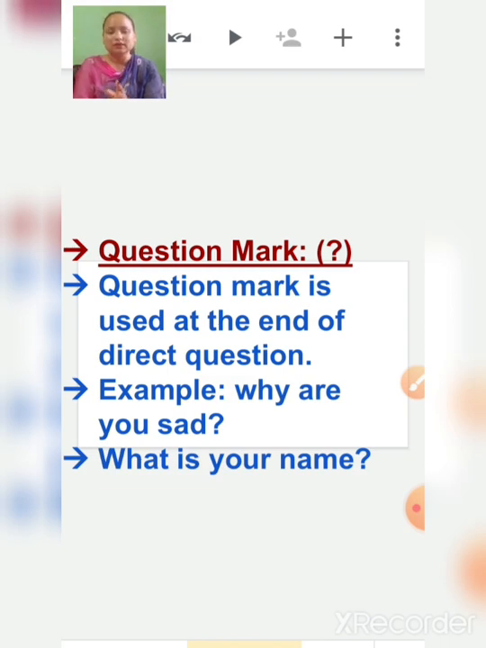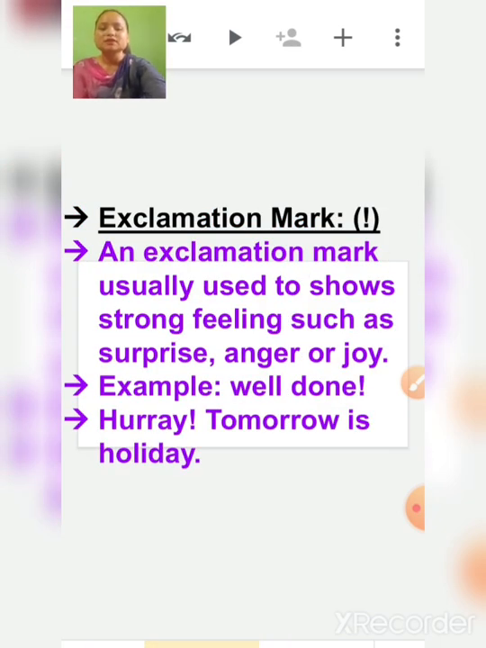Okay, direct question. Example, why are you sad? What is your name? So what we do, at the end we put a question mark. Now exclamation mark. An exclamation mark is usually used to show strong feelings, strong emotions such as surprise, anger or joy. So the exclamation mark shows the feelings, the emotion.